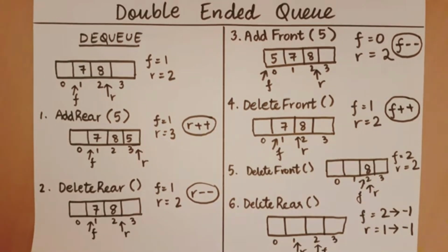We can see that when the front is greater than the rear, the queue is empty. So instead of continuing with an empty queue with the front being greater than the rear, we are going to reset the pointers of the front and the rear to its original values, that is -1 and -1. In this case as well, we have an empty queue. And so we can continue using the queue by resetting the pointers to its original values.